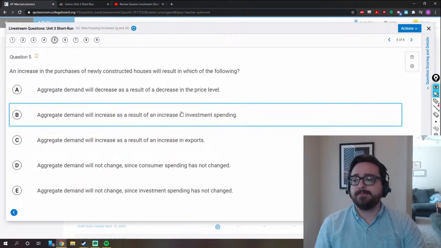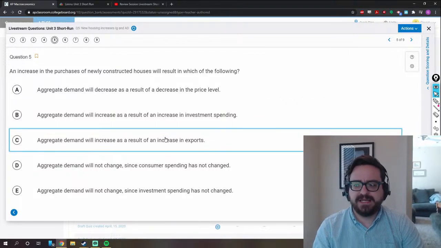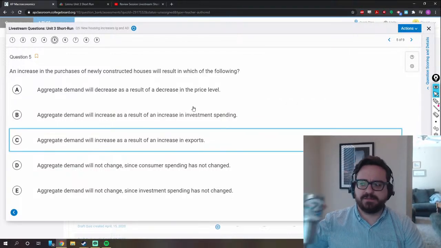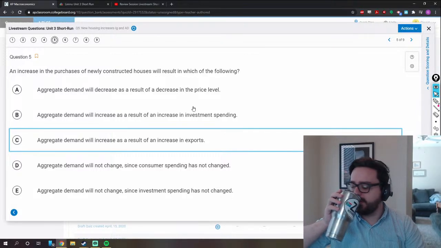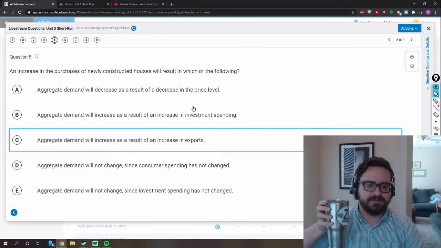That is kind of annoying, but hopefully you would have been stuck between B and C and realized that the home is certainly not an export. You might have been able to say businesses can theoretically buy a house, I guess.